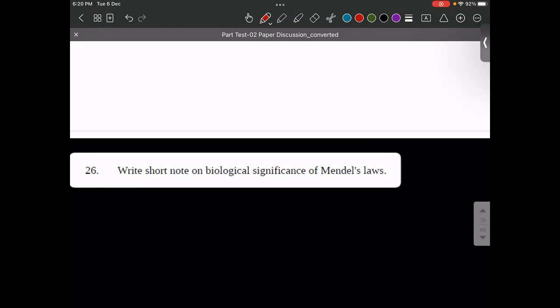Yes. Tell me the significance of Mendelian laws. Okay, the question is about the significance of Mendelian laws. Means where we apply Mendelian laws. On your own, please explain. You can take any example.